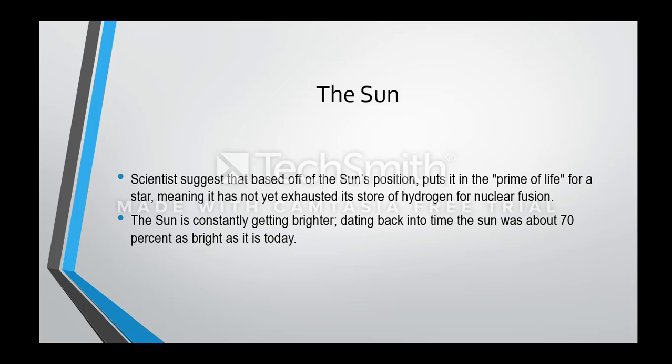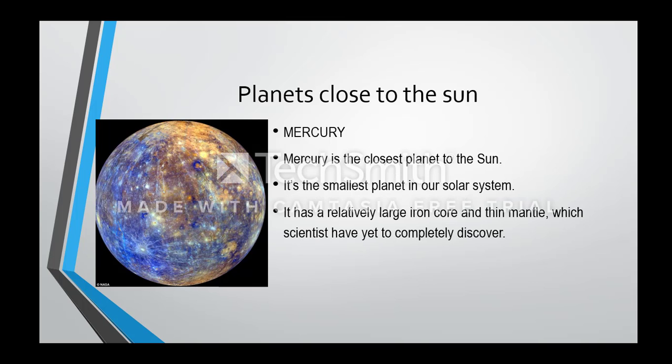The sun. Scientists suggest that the sun's position puts it in the prime of life for a star, meaning it has not yet exhausted its store of energy for nuclear fusion. The sun is constantly getting brighter. Dating back in time, the sun was about 70% as bright as it is today. Planets close to the sun. There are very many planets close to the sun.